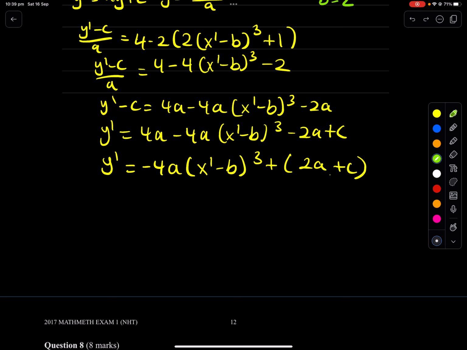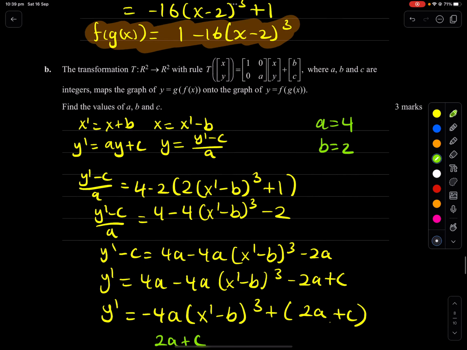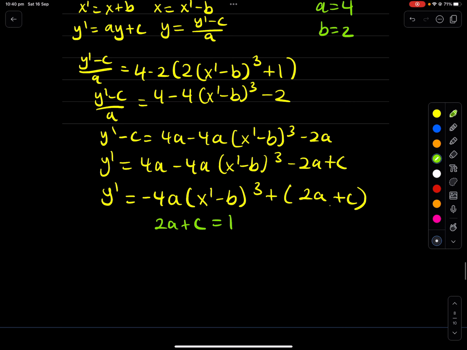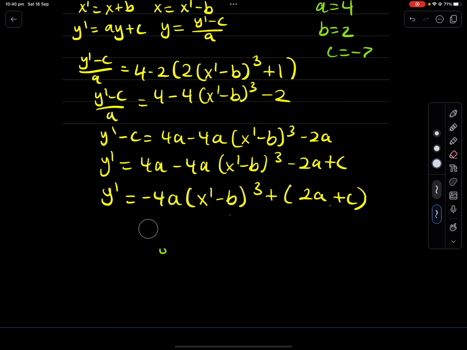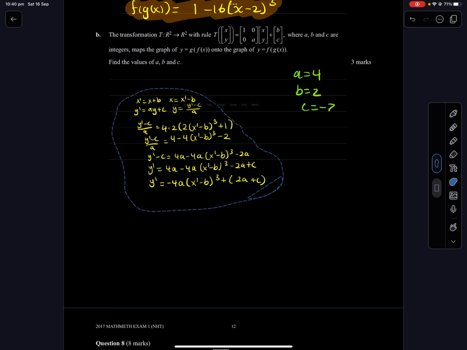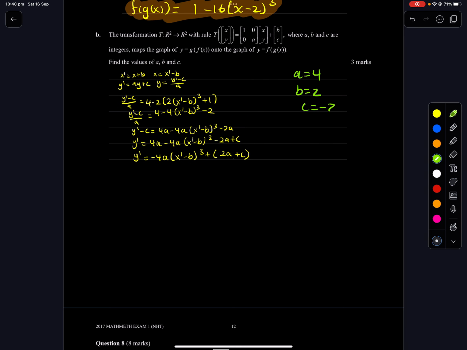What about this value over here? Easy. So 2a plus c must equate to 1. And we know the value of a, so 8 plus c equals 1. C must equal -7. So c is -7. We are done. Those are the values. That's it. 3 marks. Wow. That's good. Move on to the next question.